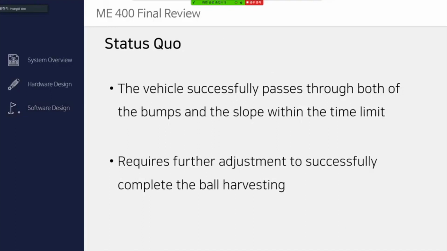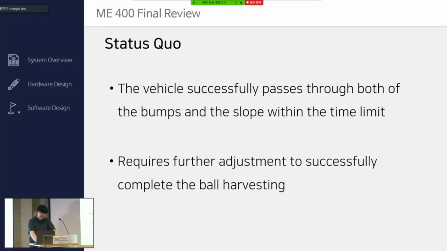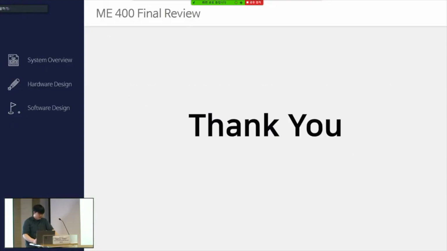Although I have explained the various features in our beaker so far, I'm really sorry to inform you that our beaker still needs some adjustment even at this point. We confirmed multiple times that the beaker can pass through the entrance zone, but we were not able to complete the ball harvesting part of our system in time. With this status quo, which was rather painful to report, I would have to end my presentation. Thank you for listening.